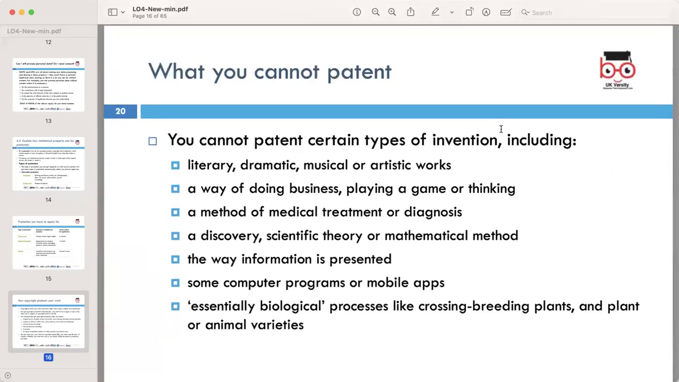What you cannot patent. Certain types of inventions are ineligible for patent protection, including literary, dramatic, musical, or artistic works. Additionally, methods of doing business, playing games, or abstract thinking, medical treatment or diagnosis methods, discoveries, scientific theories, mathematical methods, and certain computer programs or mobile applications cannot be patented.